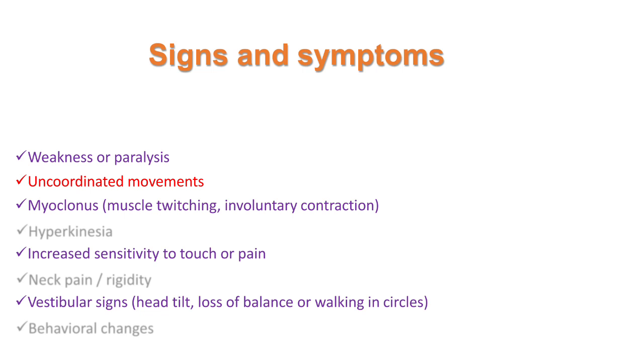Generalized signs include weakness and paralysis, uncoordinated movement, myoclonus, muscle twitching, involuntary contraction, hyperkinesia, that is referred to as increased sensitivity to touch or pain, neck pain or rigidity, vestibular signs that include head tilt, loss of balance, or walking in circles, and some behavioral changes. These are generalized signs of the canine distemper virus.